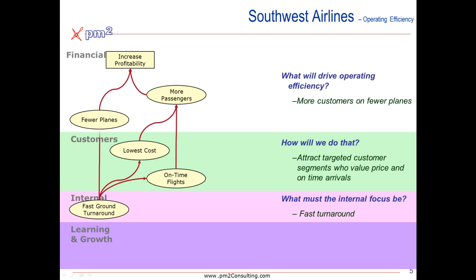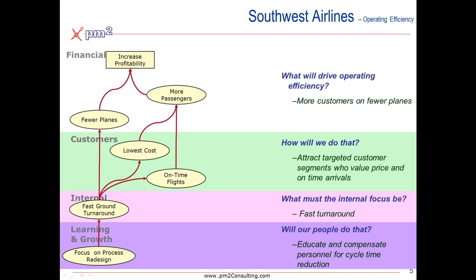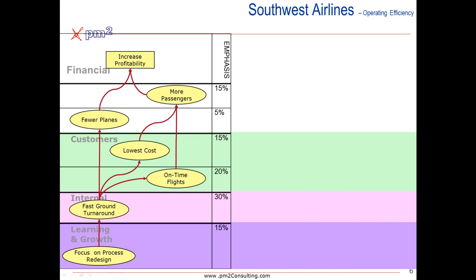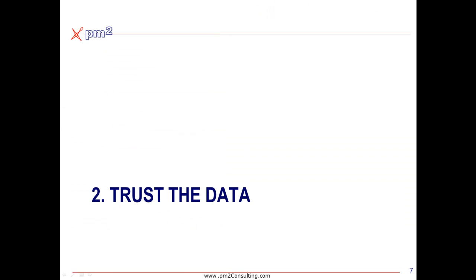Well, for them, fast ground turnaround time allows them to get the airplanes in the air more, which reduces their costs and increases their on-time flight performance. To do this, they need to educate and compensate people for process redesign. The net is this strategy map describes to everyone in the organization what they should be focusing in on. Now, in addition to this, they might want to apply the weightings that tell us for this year how important these 2 different objectives are.